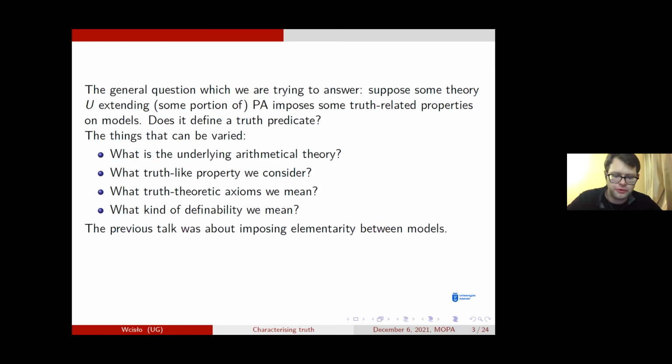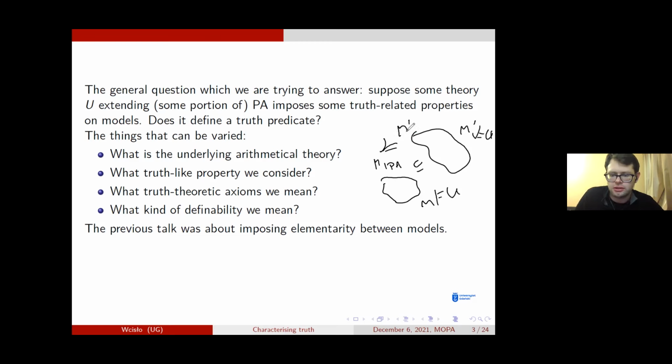The truth-like property considered in the last talk by Mateusz was imposing elementarity between models. Mateusz was mostly interested in the following property. Suppose you have two models of the theory U such that one model M is a submodel of some model M prime, and they both satisfy U. Does that imply that, restricted to the language of PA, M is an elementary submodel of M prime? This was the elementarity condition considered by Mateusz. And it turned out that if a theory U has this property, then with some extra assumptions, but not so many, it actually does define some very nice truth predicate.